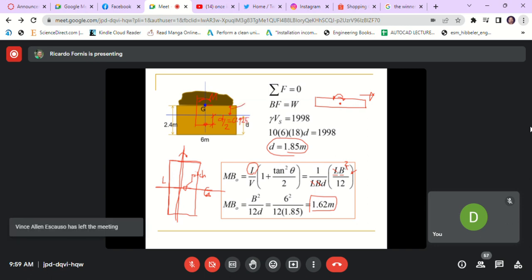Kini nga distance equals 2.4 minus 1.85. The result is 0.55. Plus 0.925, that will give us only 1.475. Kini siya 1.475.